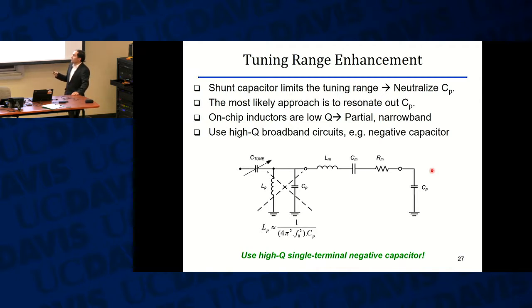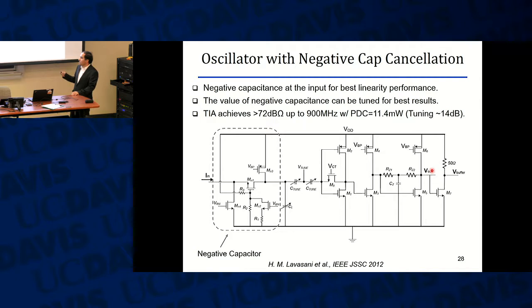If you're going to get larger tuning, then this becomes a problem because your neutralization approach will only work at a certain range. The negative capacitor, which I'm showing here, is broadband. This is a single transistor, I'm sorry, two transistor negative capacitor. It's a single terminal. I can apply that at the input. Then this capacitance is going to get converted. This is a type of negative impedance converter. It's going to get converted to a negative capacitor at the input node, and it's going to be in parallel with the capacitor of the resonator, okay?